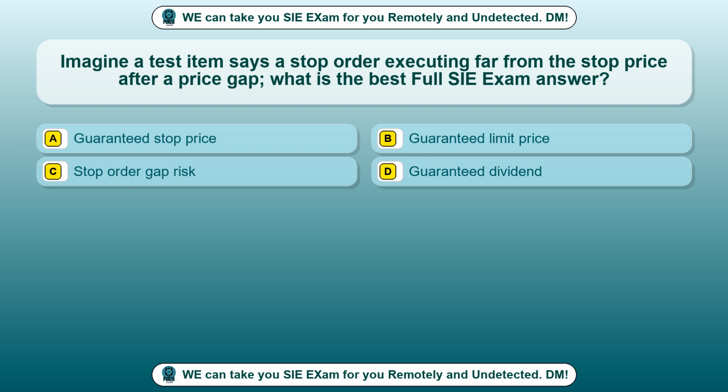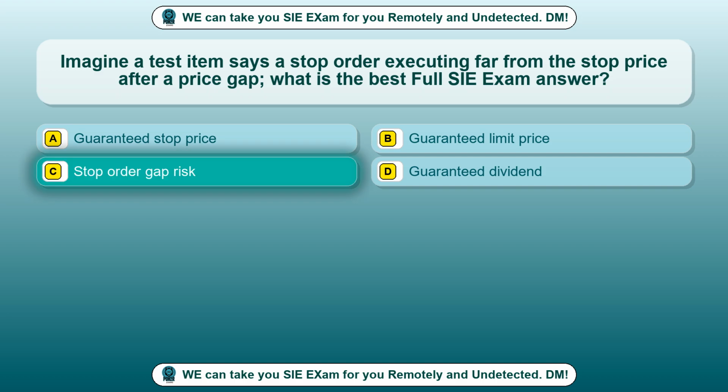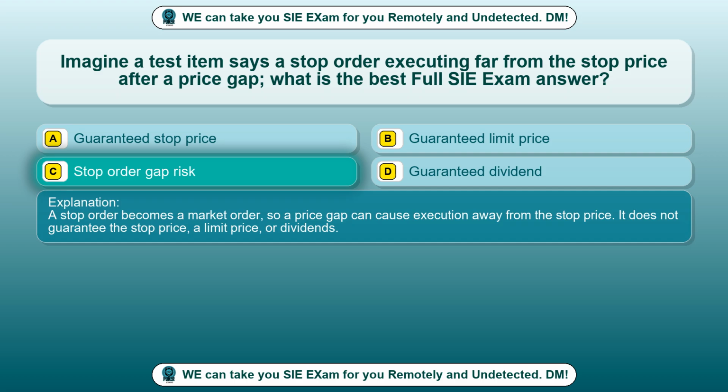Question 99. Imagine a test item says a stop order executing far from the stop price after a price gap. What is the best full SIE exam answer? Option A, guaranteed stop price. Option B, guaranteed limit price. Option C, stop order gap risk. Option D, guaranteed dividend. The correct answer is option C, stop order gap risk. A stop order becomes a market order, so a price gap can cause execution away from the stop price. It does not guarantee the stop price, a limit price, or dividends.